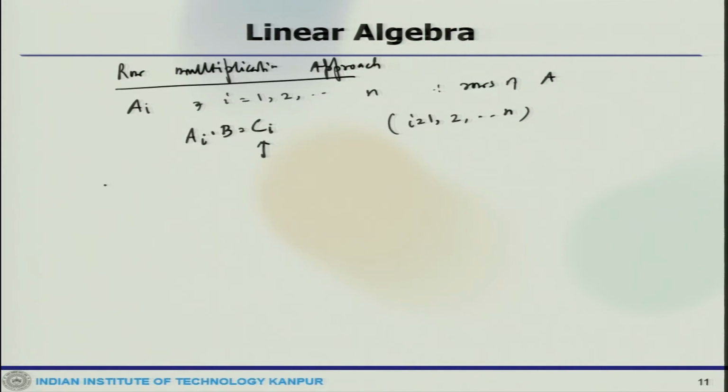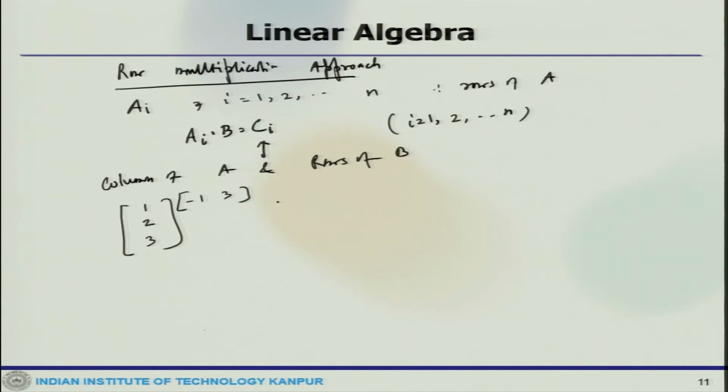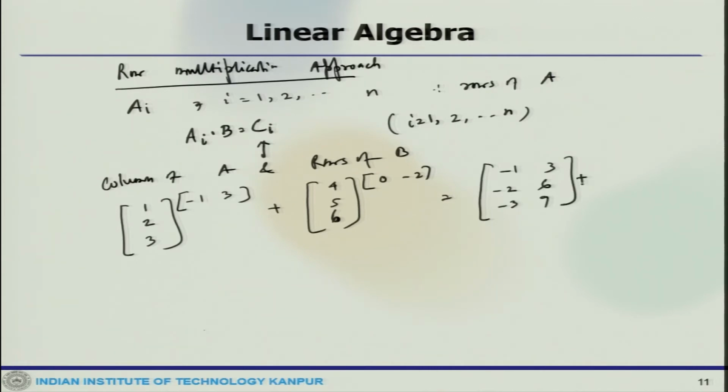Now, if you multiply columns of A and rows of B, that is the way, like 1 2 3 times minus 1 3 plus 4 5 6 times 0 minus 2, which is minus 1 3 minus 2 6 minus 3 9 plus 0 0 0.